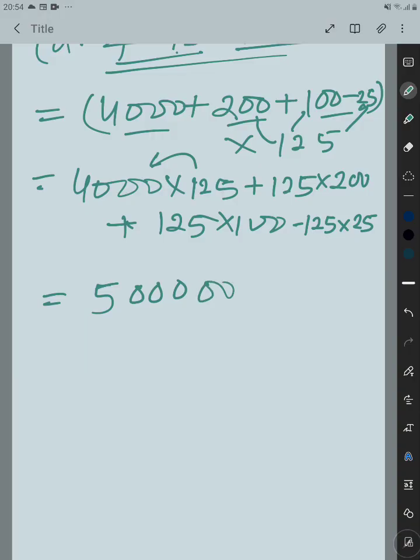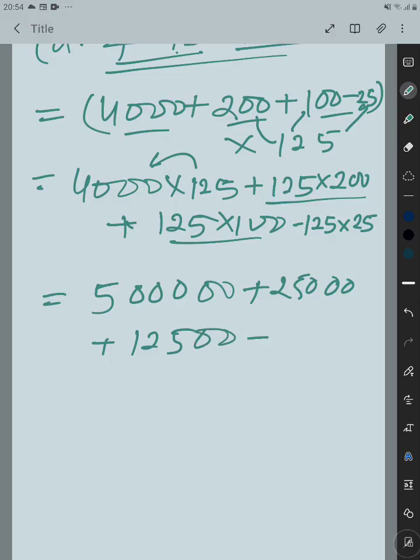Okay, two more zeros. Fine, now we'll get 0 0, and then 0 and 2 5. Now plus this one, this is 1 2 5 0 0, and then minus. If we subtract this one, it will be 5, and then 2, then 3, then 1. Okay, so this is the calculation.